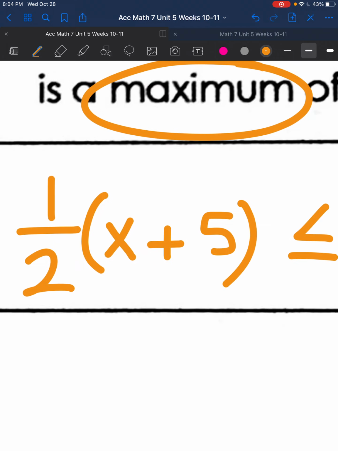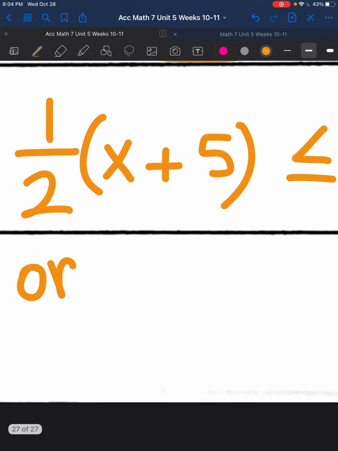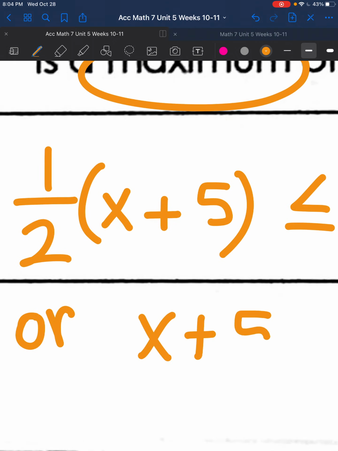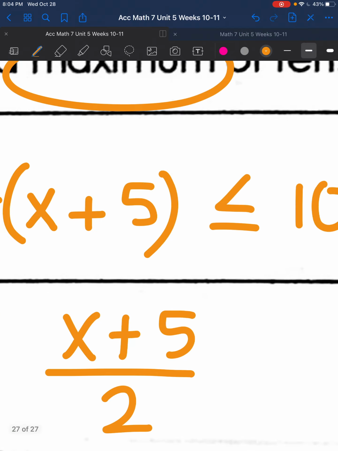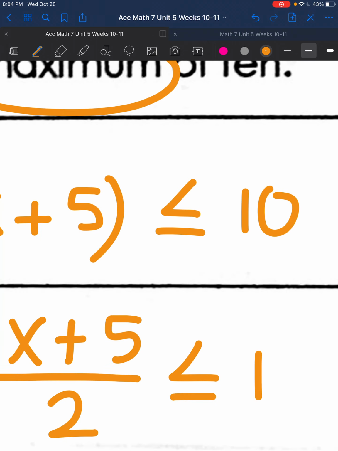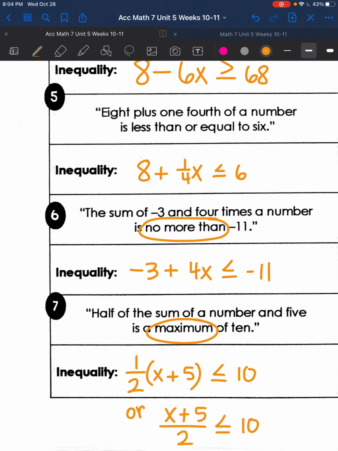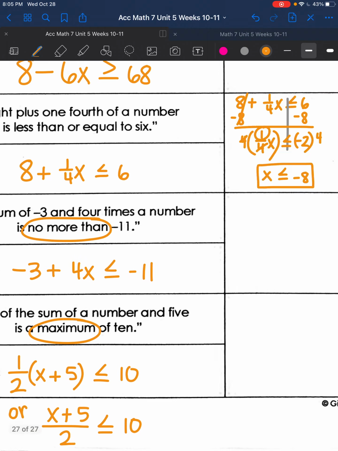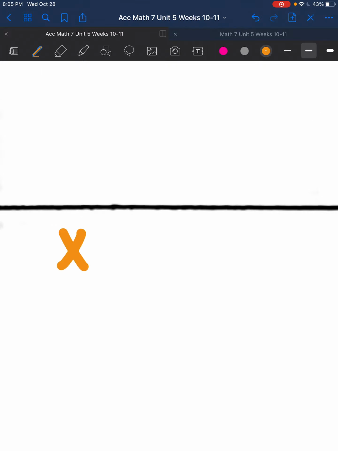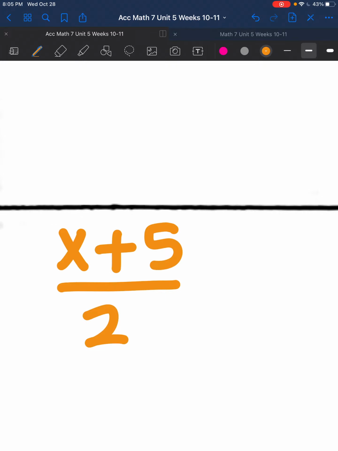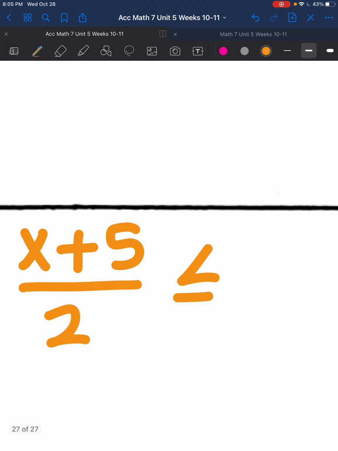So now that's one way that you could write this. The second way, and the way that I probably would write it, is put the sum of a number plus 5 as the numerator of a fraction and divide it by 2. Divide it in half. So x plus 5 divided by 2 is less than or equal to 10. I don't care how you write that one, both of these methods work. So now we just have to solve it. So x plus 5 divided in half is less than or equal to 10.